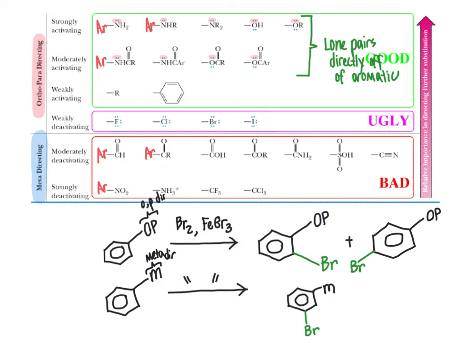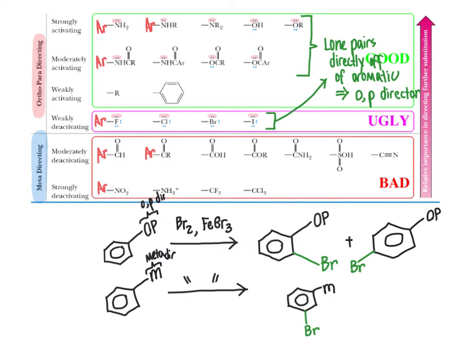The same is true down here with our halogens. They all have at least one lone pair of electrons directly attached to the aromatic ring, and so that is going to cause a group to automatically be an ortho-para director. So anytime you see lone pairs directly off of the aromatic ring, that is always going to be a so-called OP director, an ortho-para director. So when you look at a structure and see lone pairs directly attached to the aromatic ring, automatically say to yourself, that's an ortho-para director.